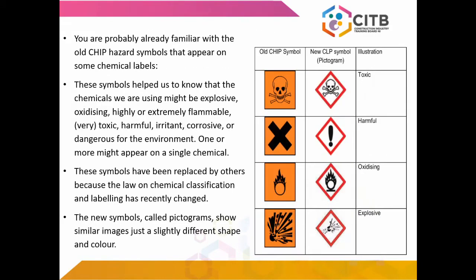You're probably already familiar with the old CHIP hazard symbols that appear on some chemical labels. These symbols help us to know that the chemicals we are using might be explosive, oxidizing, highly or extremely flammable, toxic or very toxic, harmful, irritant, corrosive, or dangerous for the environment. One or more might appear on a single chemical. These symbols have been replaced by others because the law on chemical classification and labelling has recently changed. The new symbols, called pictograms, show similar images, just a slightly different shape and colour.